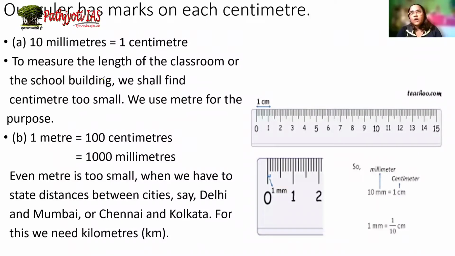But to measure a particular length of a classroom or a school building or something like that, we'll be using a higher unit, which is meter. And if we have to determine distance between two places, cities and something like that, we will be using a much greater unit, which is kilometer. Okay, so this is about it, and 1 meter is equal to 100 centimeters. All of these things are there.